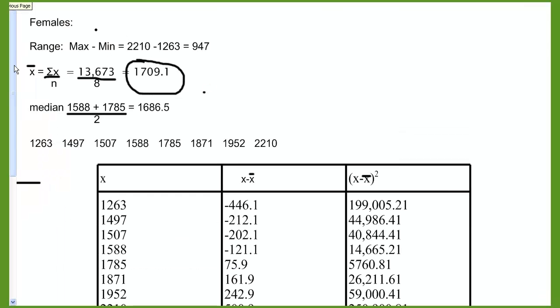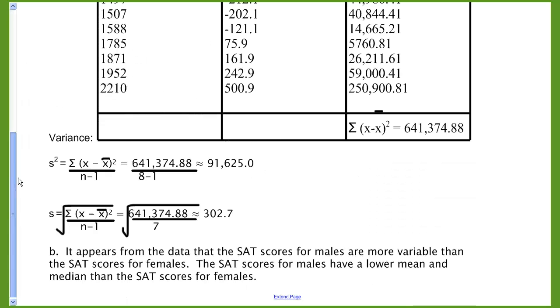So what I could say about this data is that from the SAT scores, there's more variability in the SAT scores for the guys than for the girls. But also, the guys had a lower mean and a lower median, so that tells me a lot too. So their scores were a little different. So that's the conclusion I could draw from that one.